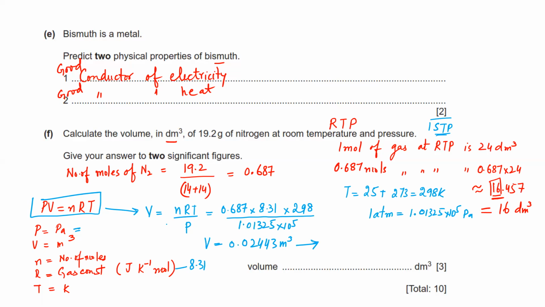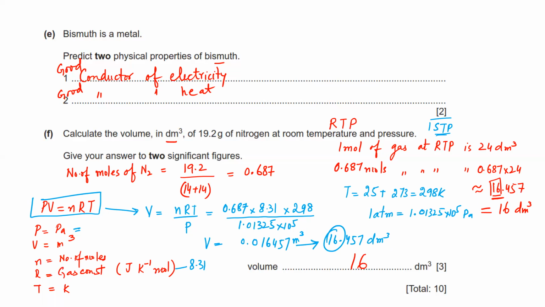Assume this is 1 mole, or let's say 0.687 moles. So this value will be 0.016457 meter cube, and if you convert it into decimeter cube, it would be 16.457 dm cube. With two significant figures, the answer will be 16. Okay, so these are two ways to solve it.